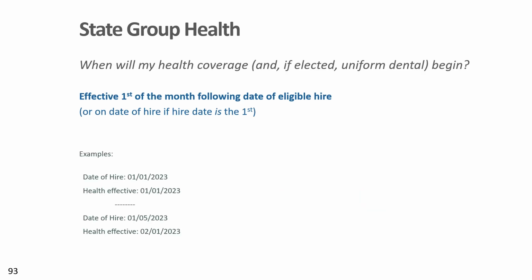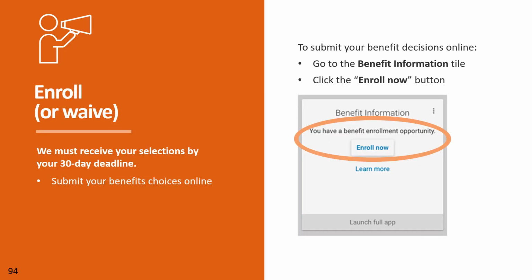And again, your health insurance effective date will be the first of the month following your date of eligible hire, assuming we receive your application for enrollment timely within your 30 days. To submit your benefit decisions online, go to the Benefit Information tile within the MyUW portal and click your Enroll Now button.